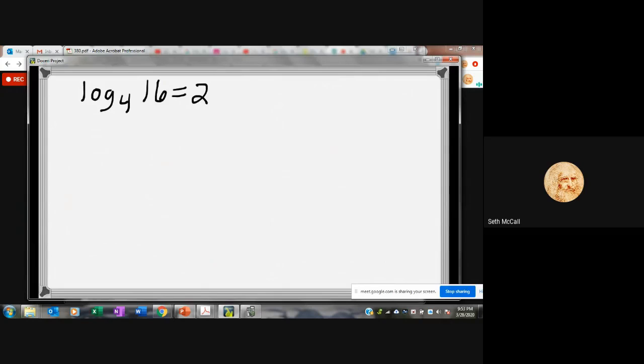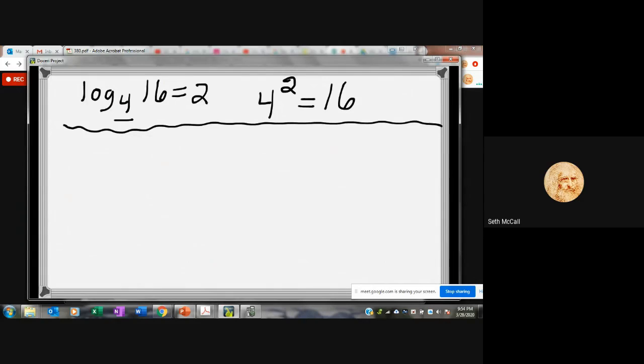I'd like to key in on the base of the log. Here, the base of the log is base 4. That is going to translate into becoming the base of our power. So that's going to be 4. And then the other two numbers essentially switch. So it becomes 4 to the second power equals 16. There's the first one. Okay.